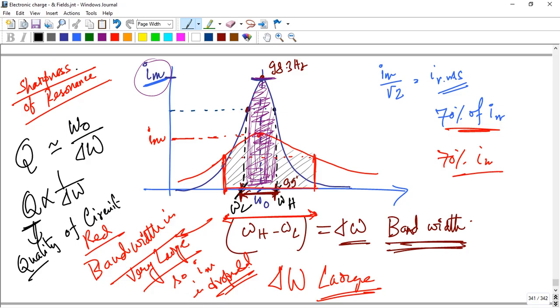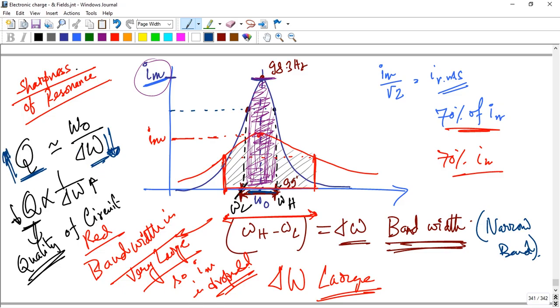is very less. If the bandwidth is very large, it is broadband, the quality is less, meaning less sharp. There is not a good sharpness. And if you see the previous diagram here, the bandwidth is very small, a narrow band, and the narrow band means quality is very high. If delta omega is very small, the bandwidth is very small, so quality is very high. Quality very high means maximum current is very high. If maximum current is very high, the quality of the tuning circuit is very high, a very good quality tuning circuit.